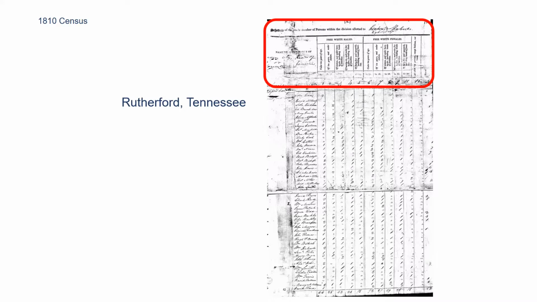The 1810 census did not have a standardized form, but some locations used a printed form. Rutherford, Tennessee was one of the locations to use a form. The images found in this presentation can be found on Ancestry.com.